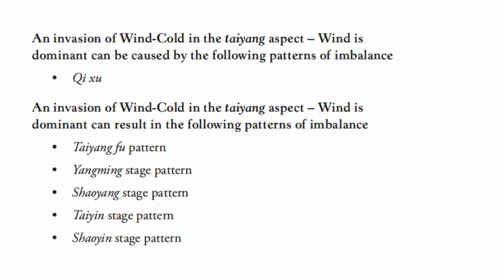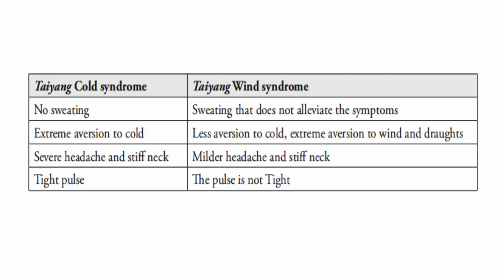An invasion of wind cold in the Taiyang aspect, where wind is dominant, can be caused by qi deficiency and in turn can result in Taiyang Fu pattern, Yang Ming stage pattern, Shaoyang stage pattern, Taiyin stage pattern, and Shaoyin stage pattern. Here is a comparative table on the symptoms of Taiyang cold syndrome versus Taiyang wind syndrome.